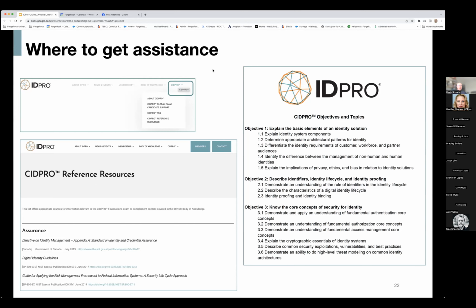But there's also a number of other documents, and there's a lot of federal documents we've referenced and some standards documents. So if you go to the reference resources, then you'll find the list of all the supporting documents that we were using when we went through the exam development process.